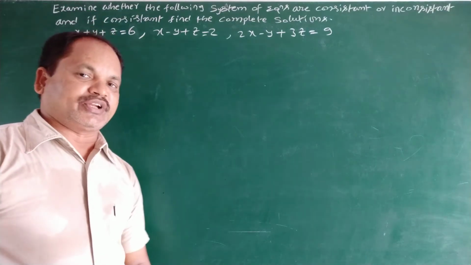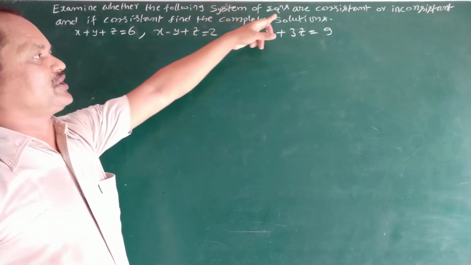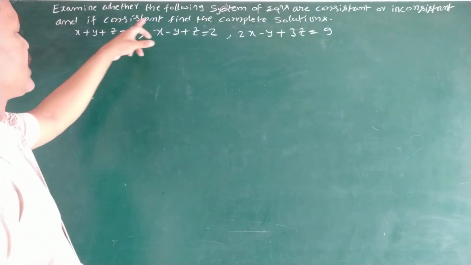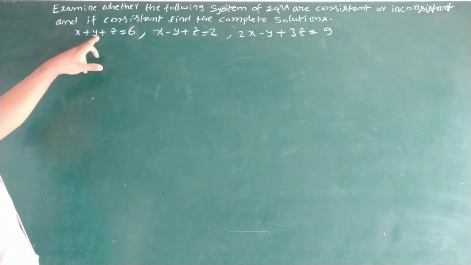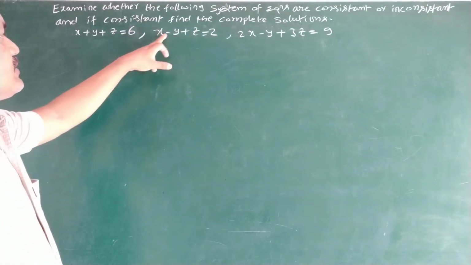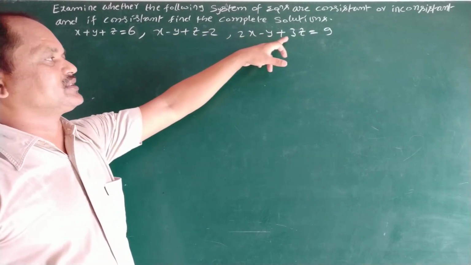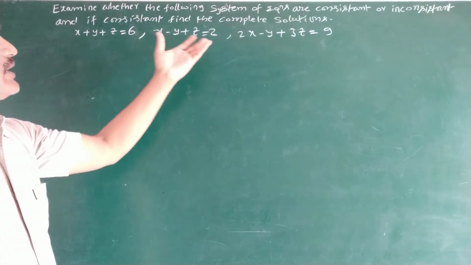Okay, dear students, observe the question. Examine whether the following system of equations are consistent or inconsistent. And if consistent, find the complete solution of x plus y plus z is equal to 6, x minus y plus z is equal to 2, 2x minus y plus 3z is equal to 9. Now, these are the three equations.